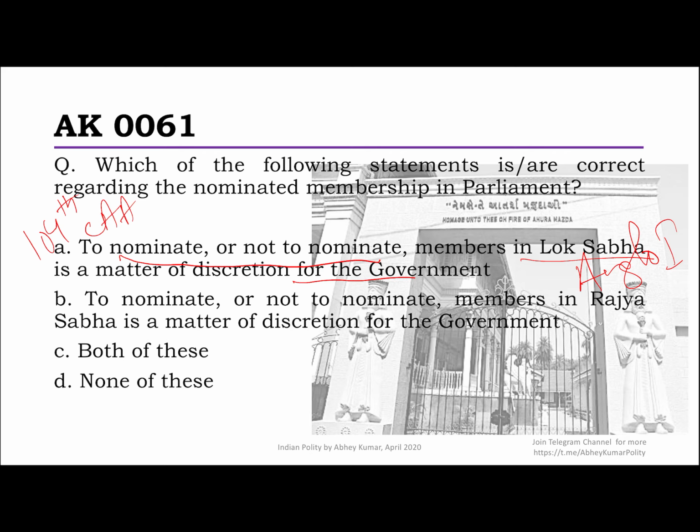Please ensure you understand clearly who the Anglo-Indians are also. That is provided under Article 366 Clause 2, so you may like to read that. So this is actually a wrong statement.